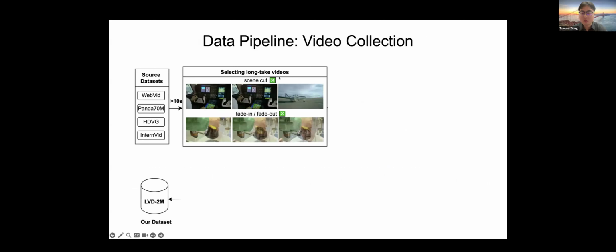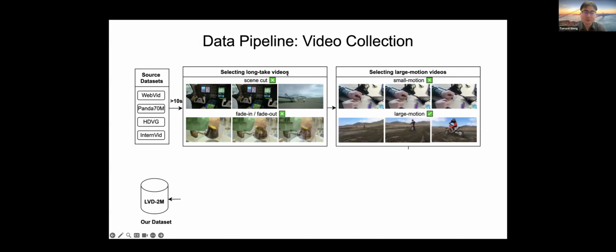So now we have long take videos. That's the first target. Then we want to filter static videos because they can be trivial and redundant, which is meaningless and even harmful for video generation models.